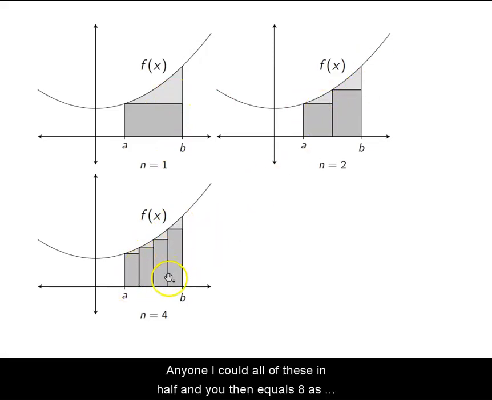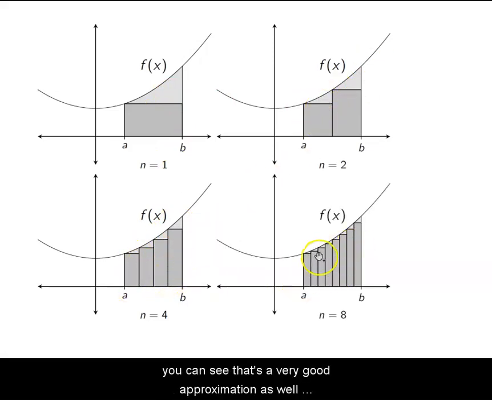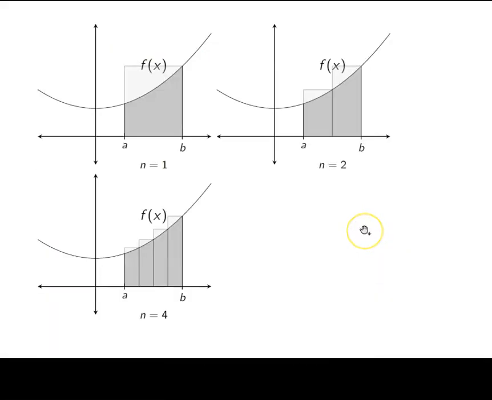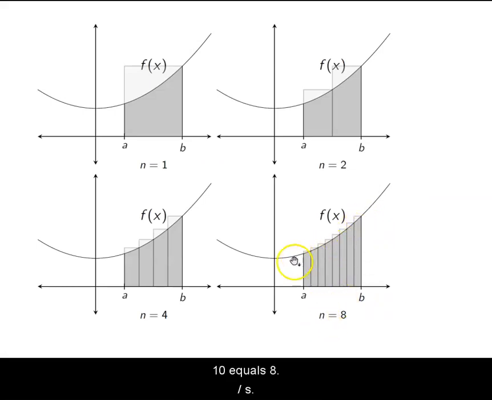And then when I cut all of these in half and use n equals 8, as you can see, that's a very good approximation as well, right? So whether it's a left-hand side or a right-hand side approximation, a larger number of rectangles gives you a much better approximation. So this is very accurate, as was n equals 8 for the overestimate.